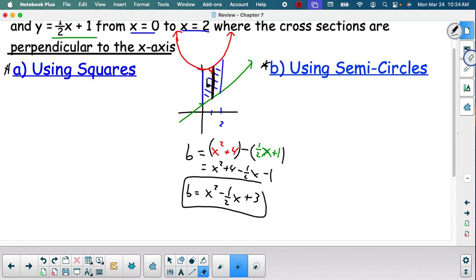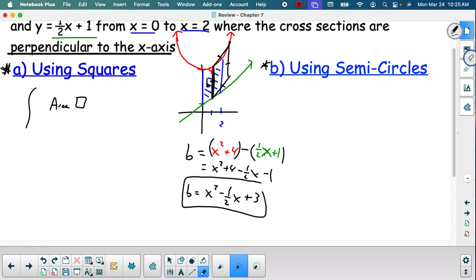Now, if I go over to part A here, do this one first. If I want to use squares, these shapes are going to make squares that go up, three-dimensionally, out of the board here. Wherever this base is, these sides are going to be the same as well. And so I want to add up those bases, so the area of a square.